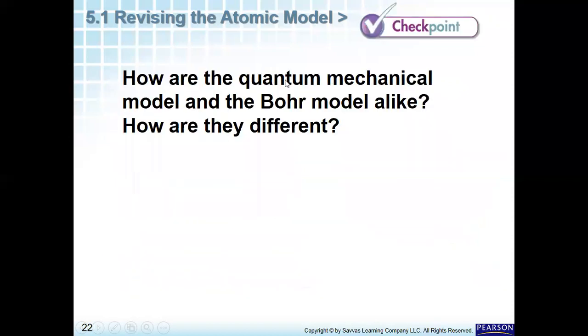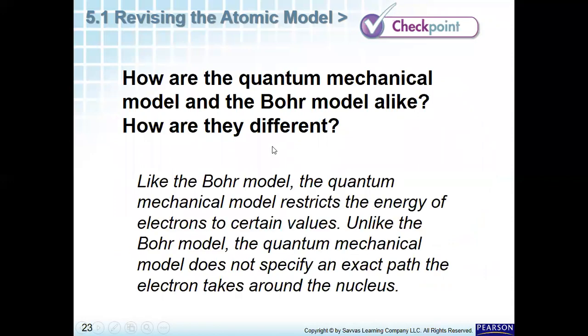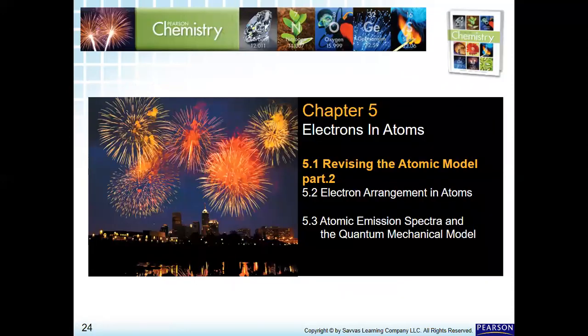How are the quantum mechanical model and Bohr's model alike, and how are they different? Like Bohr's model, the quantum mechanical model restricts the energy of electrons to certain values. Unlike Bohr's model, the quantum mechanical model does not specify an exact path for electrons. Instead it uses the electron cloud, which depends on the probability of finding the electron around the nucleus.